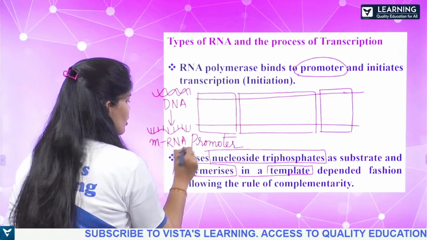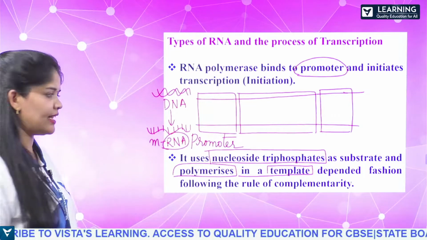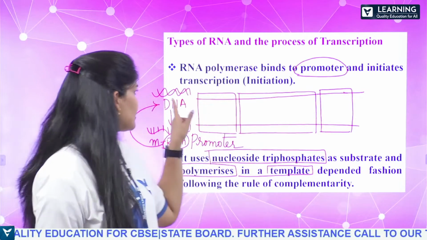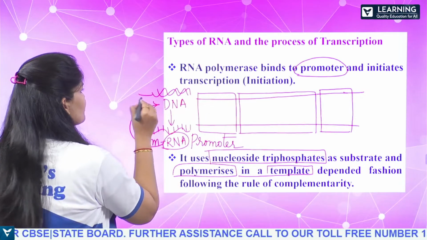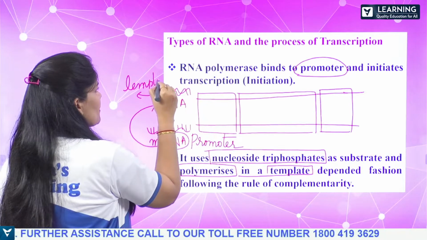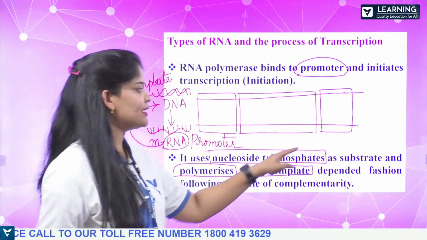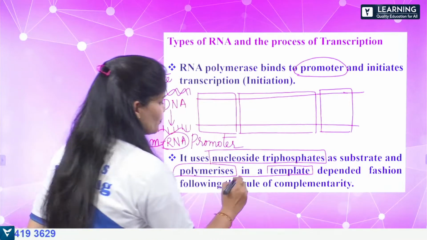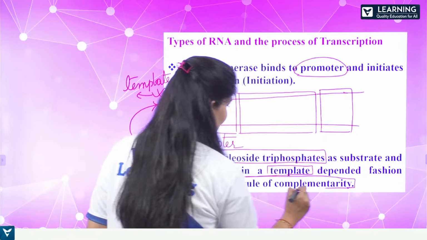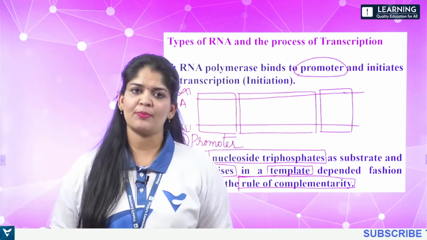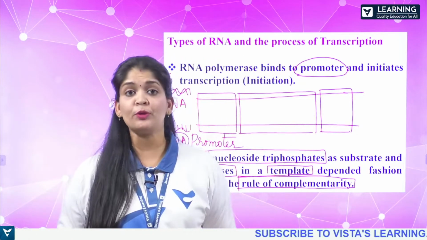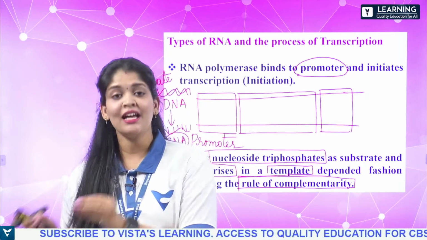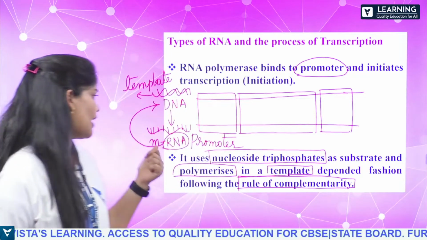As the polymerization of the RNA depends upon the sequence of the DNA, we call it a template. One strand of the DNA is acting as a template, right? So it is a template-dependent fashion, following the rule of complementarity. We already know complementarity is the base pairing. Purine base pairs with pyrimidines and pyrimidines base pair with purines, with a single exception where in place of thymine that is present in the DNA, uracil is coming in the RNA.